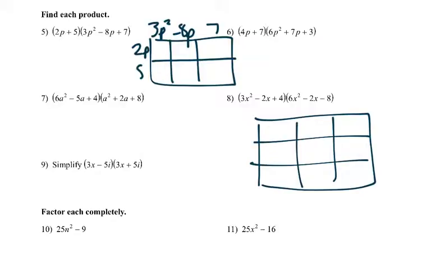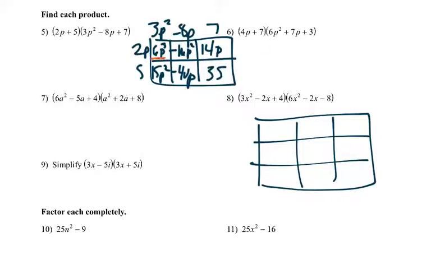2p times 3p squared would be 6p cubed. Negative 8p times 2p would be negative 16p squared. 7 times 2p would be 14p. 5 times 3p squared would be 15p squared. Negative 8p times 5, negative 40p. 5 times 7, 35. Then we combine like terms.